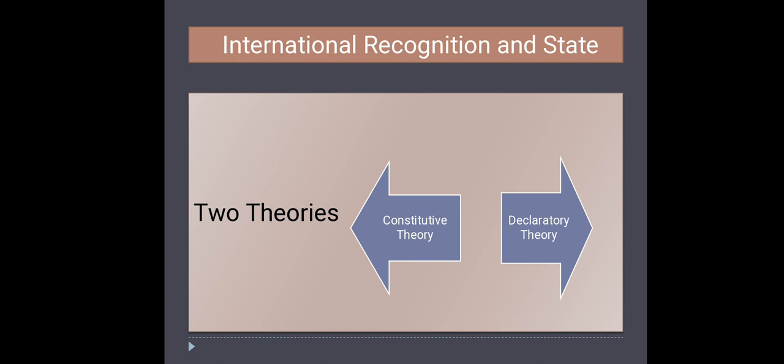Now, if we talk about the declaratory theory, it says that recognition is merely an acceptance by the state of an already existing situation. Therefore, a state acquires capacity in international law not by the consent of the state but by virtue of its factual situation. So now we have been able to talk about both theories, why international recognition is important, and what its various aspects are.